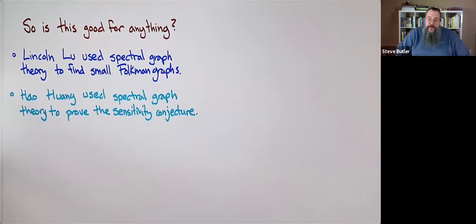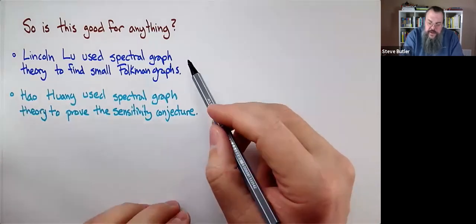And so I will say that spectral graph theory is starting to show up more as a tool in results that really you don't look at and say, oh, that's a spectral graph theory kind of result. So let me mention two of them. I'll go through them. I have a few more minutes here. So one of them, Lincoln Liu, he used spectral graph theory to find small Folkman graphs. Now, what's a Folkman graph? Well, it relates to Ramsey theory.